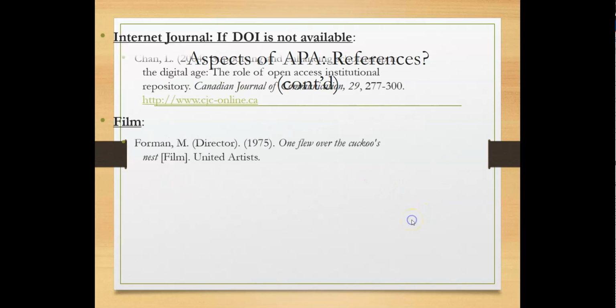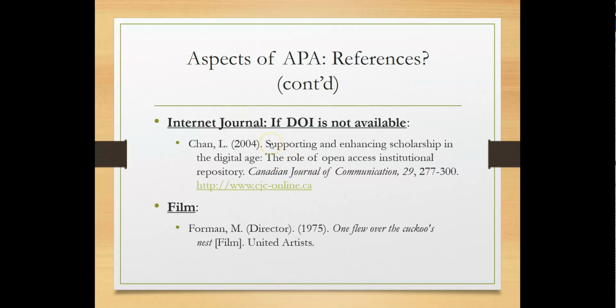But if you happen to find an internet journal where the DOI is not available, you stick to the format. The only difference is you then include the hyperlink where it can be found. So the rest of the information stays exactly the same.